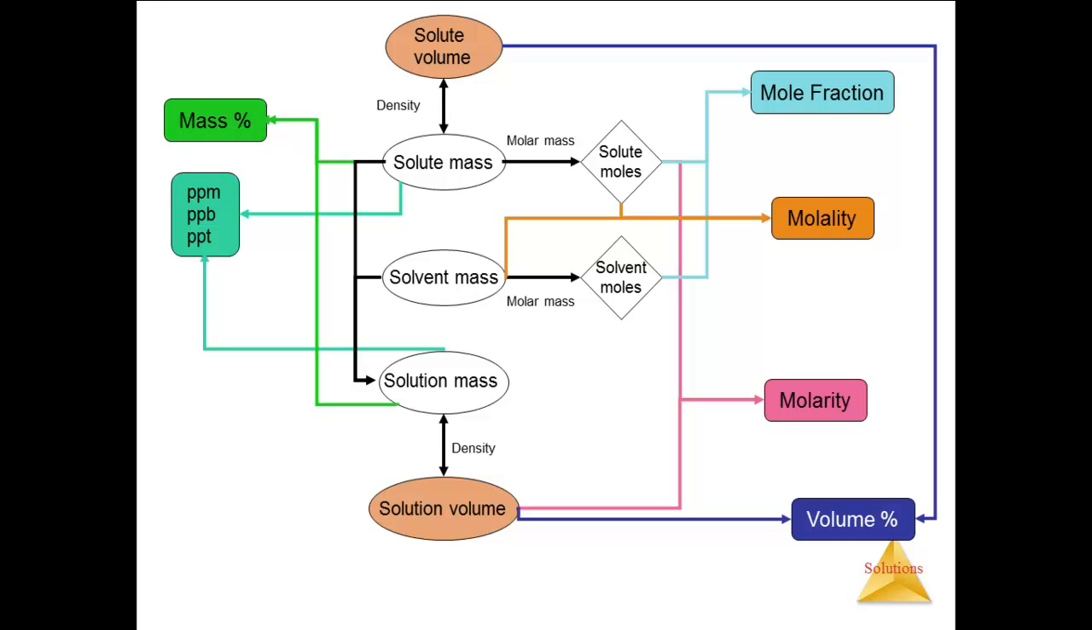From 4 pieces of information for a solution with one solute, for example, we can actually calculate all 6 different concentration units. Specifically, if we are given the mass of the solute, the mass of the solvent, the density of the solute, and the density of the solution, we can calculate all 6 values. Assuming, of course, we know the formulas of the solute and solvent so we can determine their molar masses.